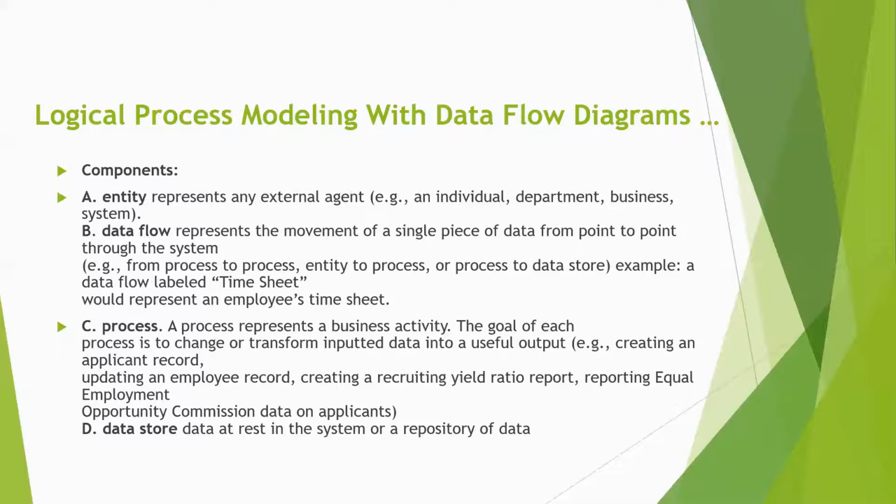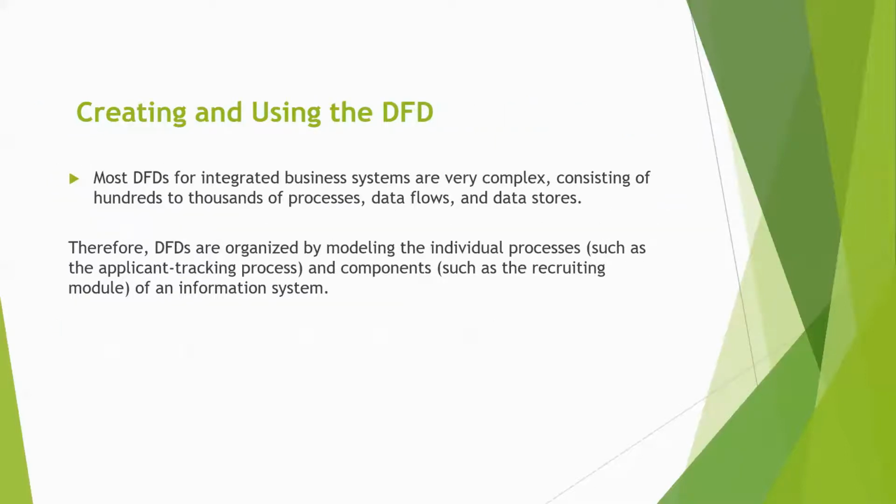Whereas the process represents a business activity. The goal of each process is to change or transform input data into a useful output. Examples: creating an application record, updating an employee's record, creating and recording a yield ratio report, reporting Equal Employment Opportunity Commission data on applicants. Data stores, of course, is finally storing the data in the system, or we can say the data at rest in the system.